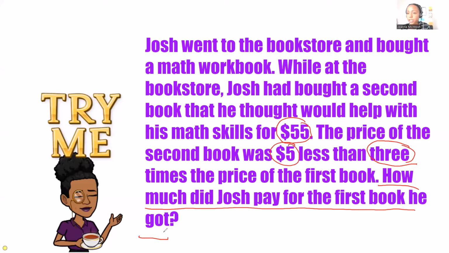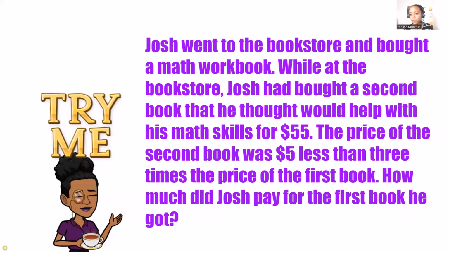So we circled important numbers, underline the question, and we box in keywords. And keywords in here are less than and 3 times. Because less than implies that we're subtracting something, and 3 times implies that we are multiplying a number. And of course, it would help to know what's the second book and what's the first book. And we want to know how much is the first book. Okay, so now that we broke down our information, I'm going to clear this.